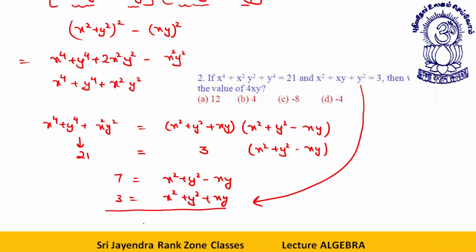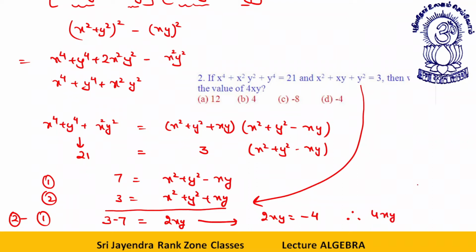If I add both of these, what do I get? Let's say this is first, this is second. If I do second minus first, what do I get? 3 minus 7 is equal to, this x² and this cancel, this y² and this cancel, xy minus minus xy will be 2xy. So from here, 2xy is equal to −4. Therefore, what will be 4xy? That will be −8.